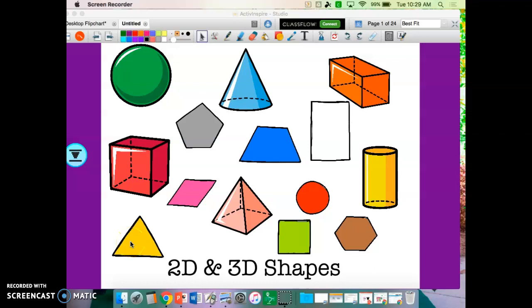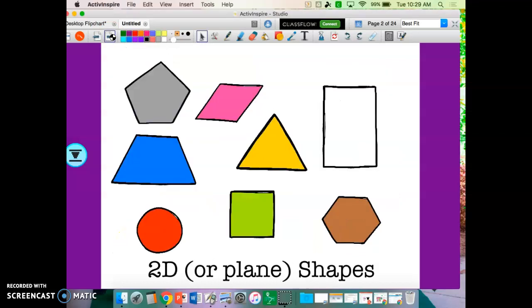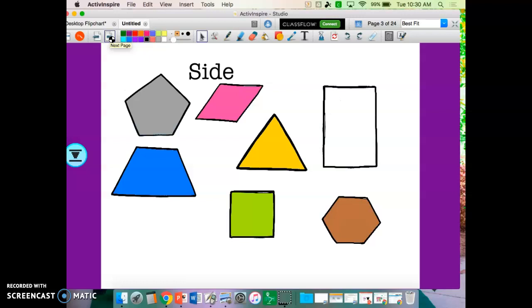Let's review our 2D and 3D shapes. First, we'll look at our 2D shapes, or we've also called those our plane shapes. One of the ways that we describe our 2D shapes is by the number of sides. And our side is going to be the flat pieces that make up that shape.